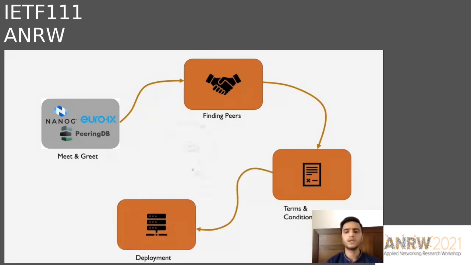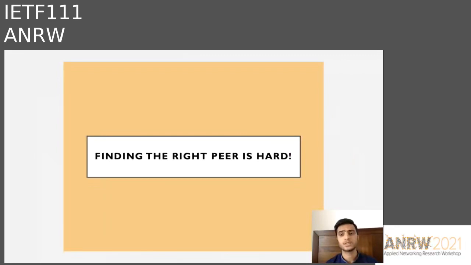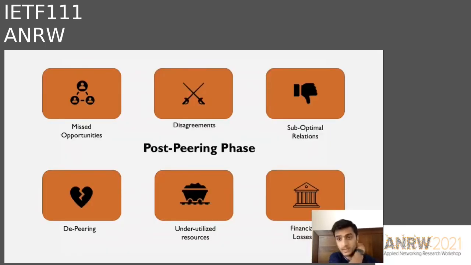Overall, since the whole process requires a ton of manual work, it is extremely slow, and it often takes a couple of weeks to 2 months. And even with such an elaborate and lengthy process, finding the right peer is hard. Say you've put in 2 months into selecting your peer, it's not guaranteed that it's going to be an optimal option. Because the internet is far more dynamic than these interconnection deals, which means that during the negotiation and finding process, plenty of great peering opportunities are discarded.